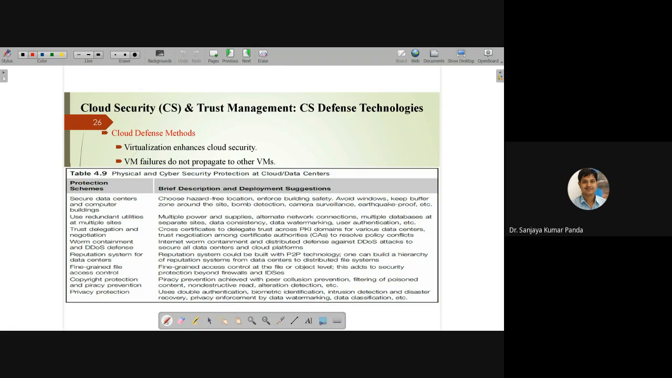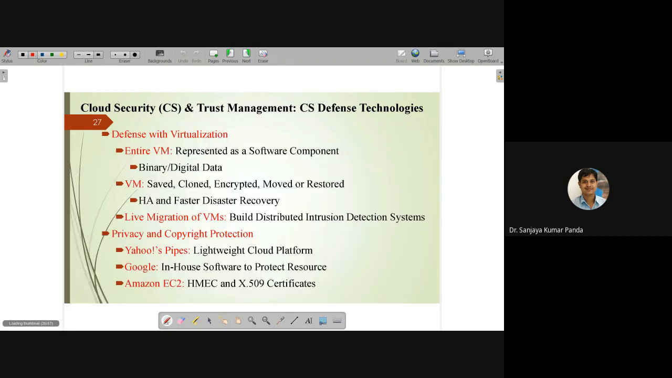So in this table, you can find some of the protection schemes like secure data center and computer building, use of redundant utilities at multiple sites, trust delegation negotiation, worm containment and DDoS schemes, reputation system, fine-grained file control, copyright protection, piracy prevention, and privacy protection. And their description is there. I'm not going into much detail about this one. Like here, you can see there are some defense mechanisms with virtualization.